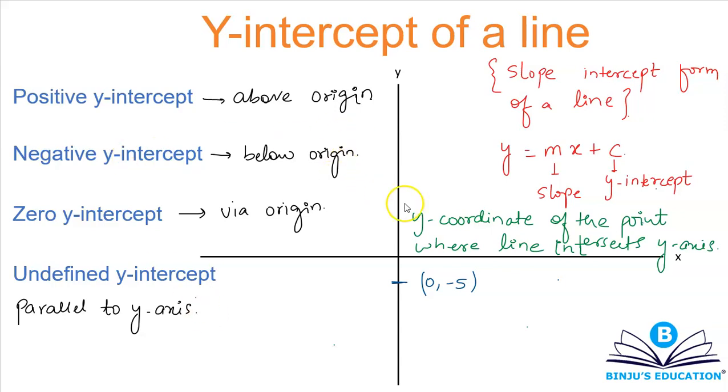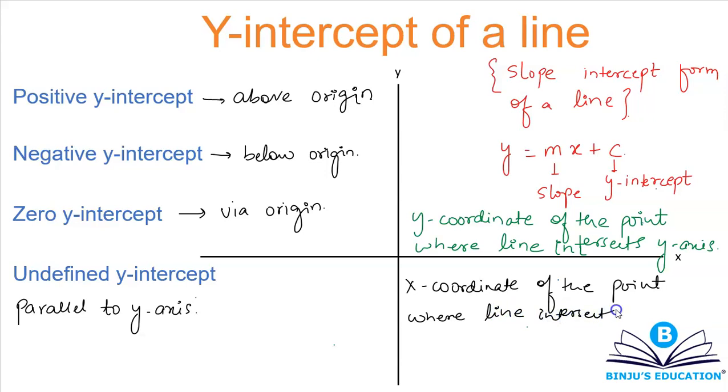So how would you define an x-intercept? An x-intercept, in simple terms, can be defined as the x-coordinate of the point where the line intersects the x-axis. Exactly the same. Again, you can have four types of x-intercepts.